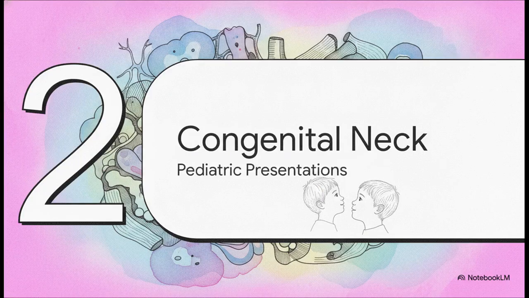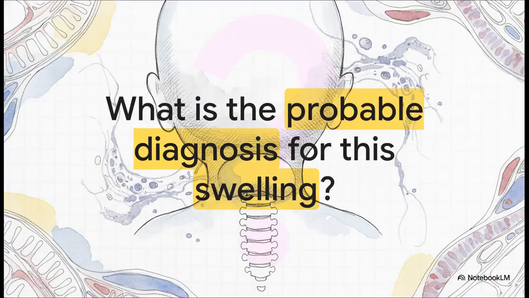Moving on to Section 2, congenital neck swellings. Time for some pediatric presentations. Okay, picture this. An infant is brought in with a midline dorsal swelling right at the nape of the neck. Now, the absolutely crucial detail in this vignette is that specific location, combined with the complete absence of any lower extremity paralysis or neurological deficits. So what's the probable diagnosis here?